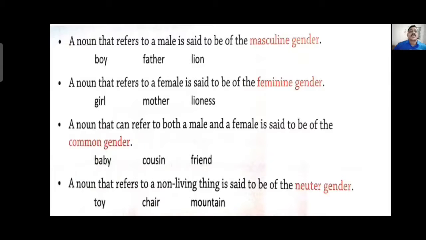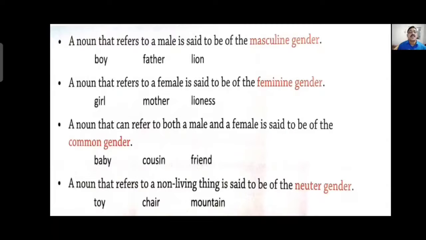First, we'll start with types of noun. A noun that refers to male is said to be of masculine gender. Means now noun which shows gender, whether it is male, female, either male or female, neither male nor female. This lesson is about that. So first we will know what is masculine gender. The noun that refers to a male is said to be of masculine gender.